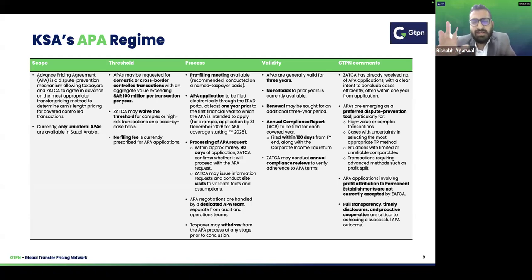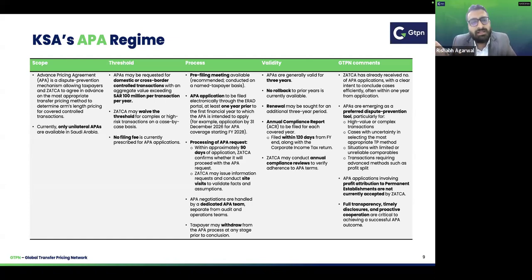ZATCA asks you to file an annual compliance report just as a checkbox in terms that you continue to follow the conditions mentioned in the APA, and of course, your facts have not changed, right? Because if your facts change or the transaction changes, that APA is invalidated. So that has to be done along with the corporate tax return that you file. So you have a timeline of 120 days from the end of the financial year for filing that annual compliance report.